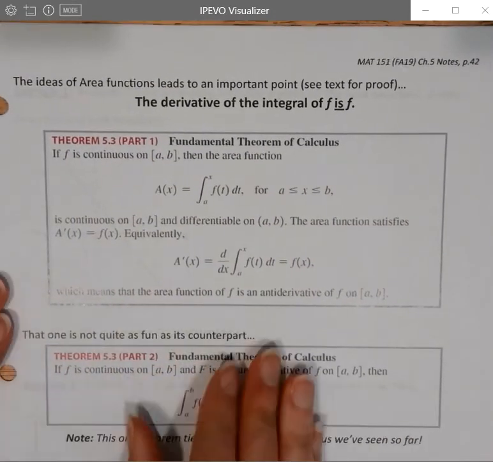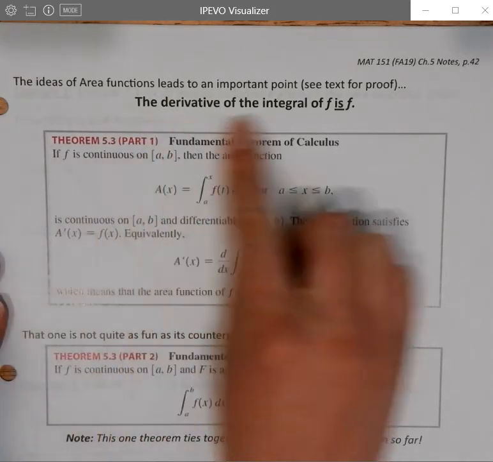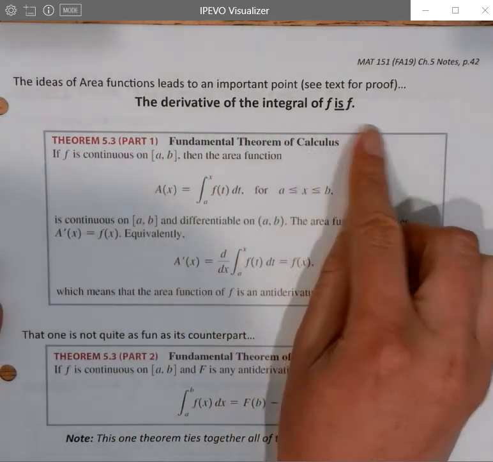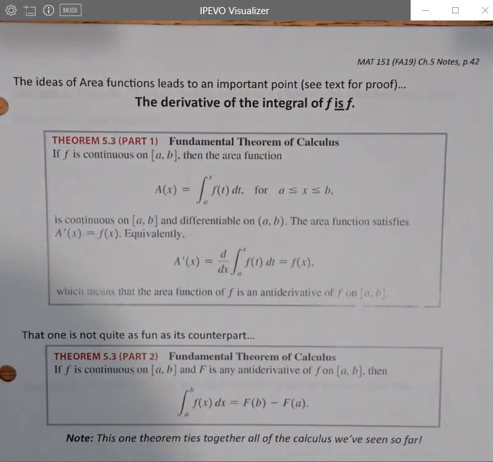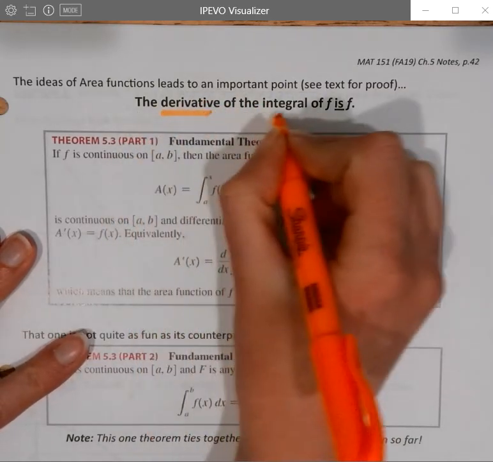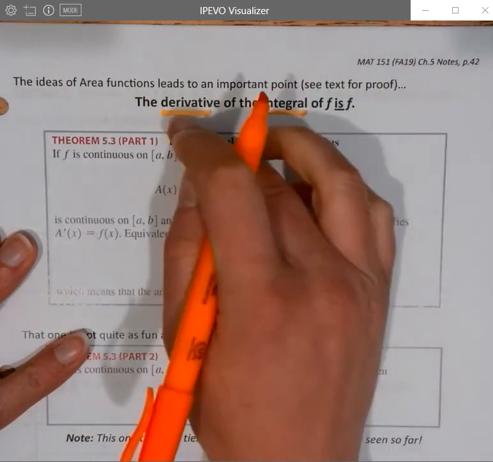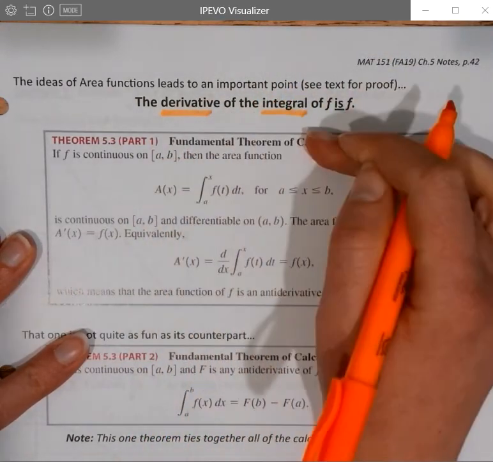Okay, the ideas of the area functions lead to some important points. See the text for proof. So the derivative of the integral of f is f. They're inverses. This may seem obvious, and that's partly what this theorem says, but if you do the derivative of the integral of f, you get back to f because they're inverses of each other. So the derivative and the integral undo each other.